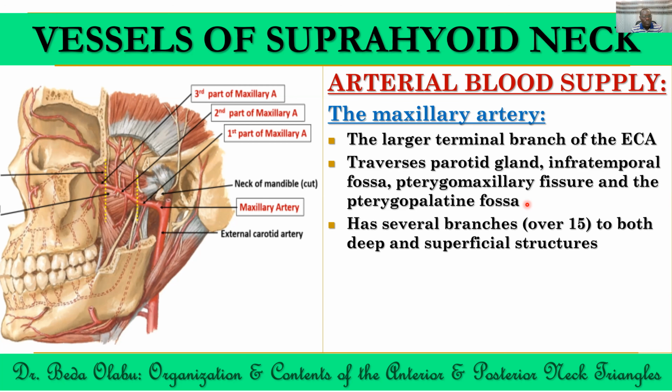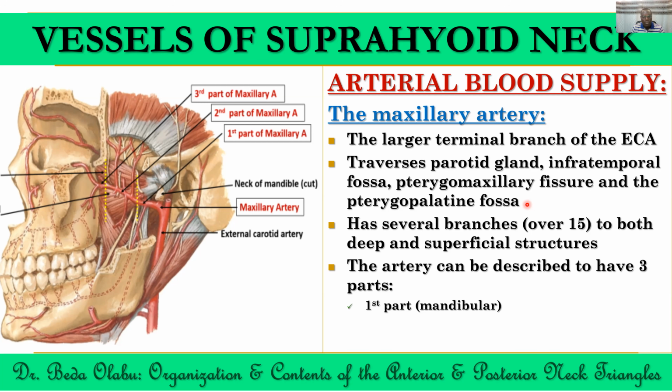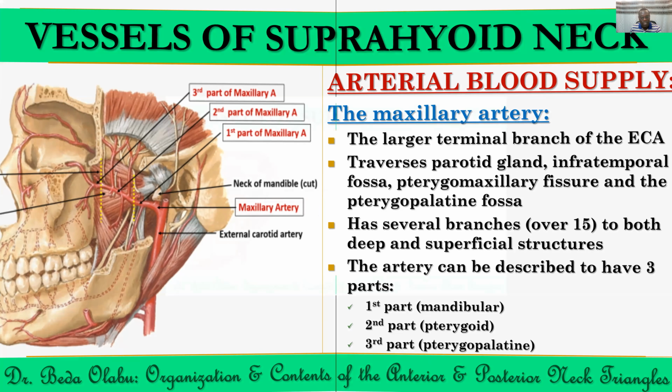As it passes through, the maxillary artery has many branches, over 15 named branches. These branches will supply both the deep structures as well as some superficial structures. We can describe the anatomy of the maxillary artery into three segments. We have the first part, also known as the mandibular segment, the second part, also known as the pterygoid segment, and the third part, also known as the pterygopalatine segment. Let's approach it in that way so that we are able to understand these many branches.